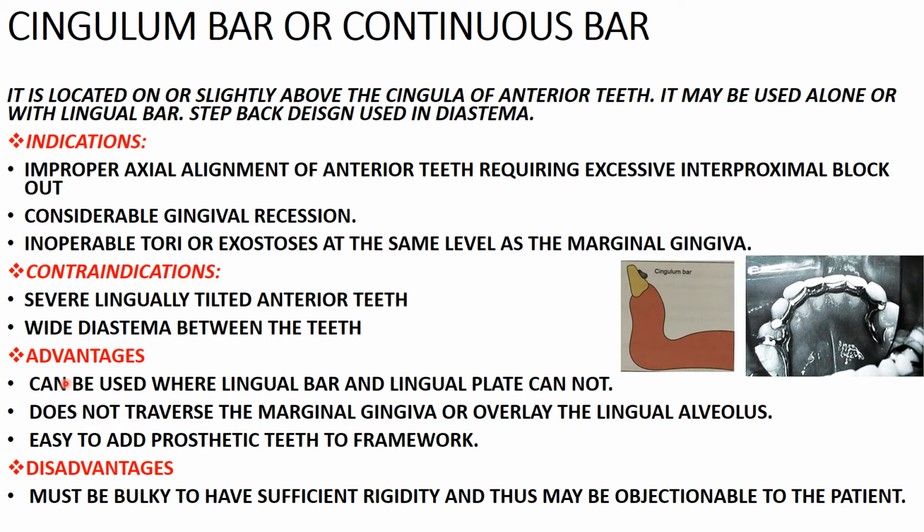Then advantages: it can be used where a lingual bar and lingual plate cannot be used. It does not traverse the marginal gingiva or overlay the lingual alveolus. It is easy to add prosthetic teeth. And disadvantages: it must be bulky to have sufficient rigidity.